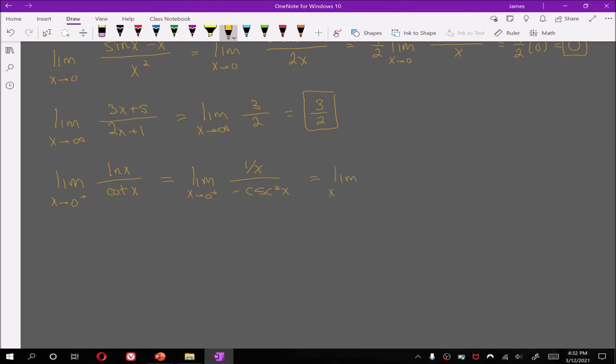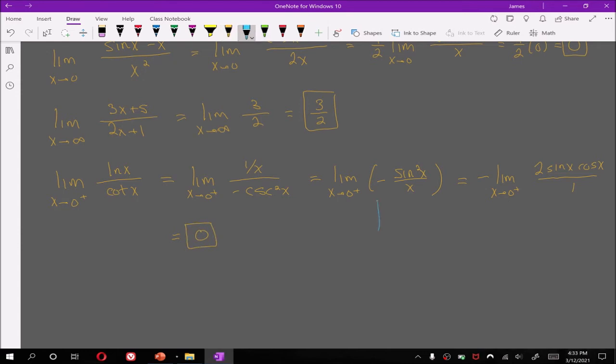This will be the limit as x approaches 0 from the right of negative sine squared x over x. There we have two ways to proceed here. Let's just do L'Hopital's rule again. Pull out that negative. Limit as x approaches 0 from the right of 2 sine of x cosine of x all over 1. And this limit is equal to 0.